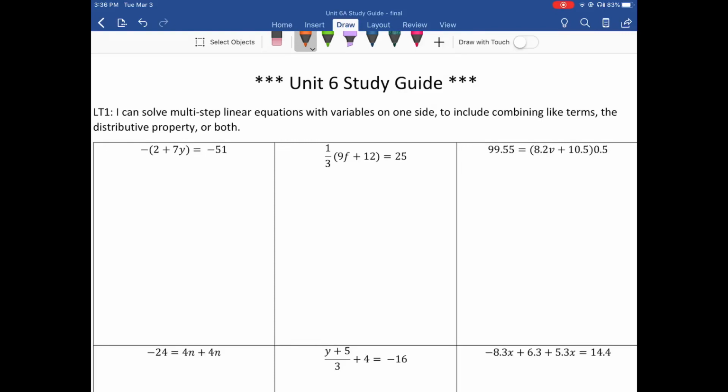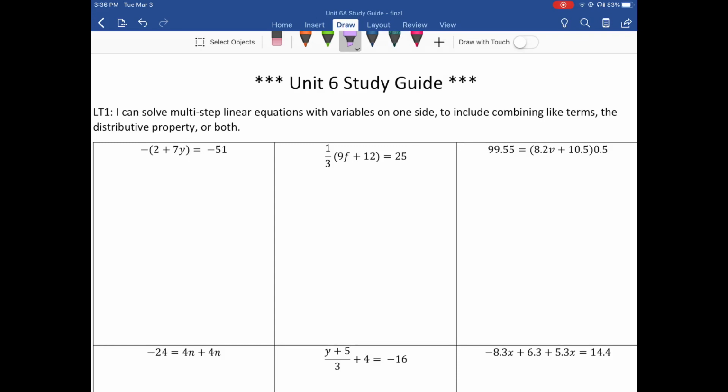If you're studying for your Unit 6 test, the very first learning target that we talked about was solving equations with variables on both sides. Sometimes that'll mean combining like terms, other times you'll need to use the distributive property. Occasionally you'll need to do both of those things, but you're always going to have a letter only on one side of the equal sign.